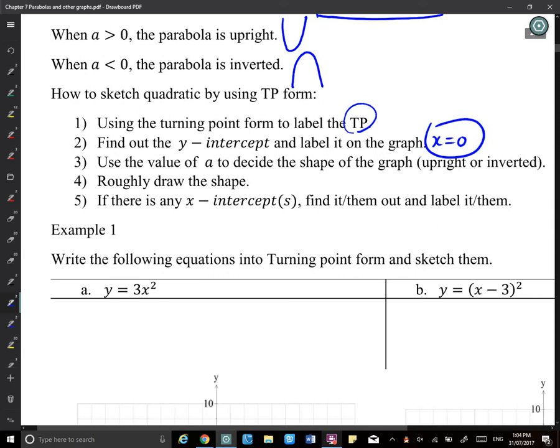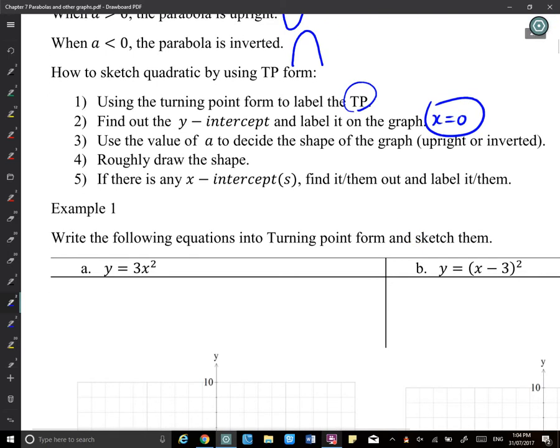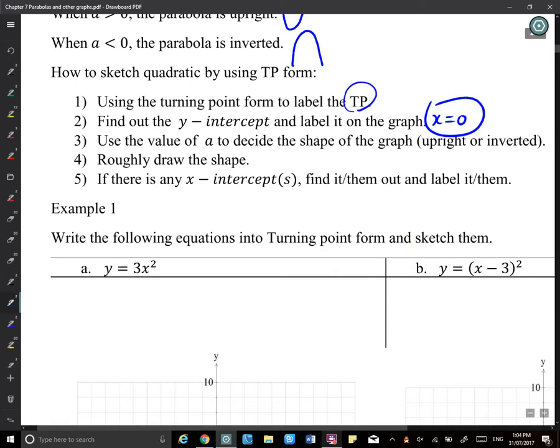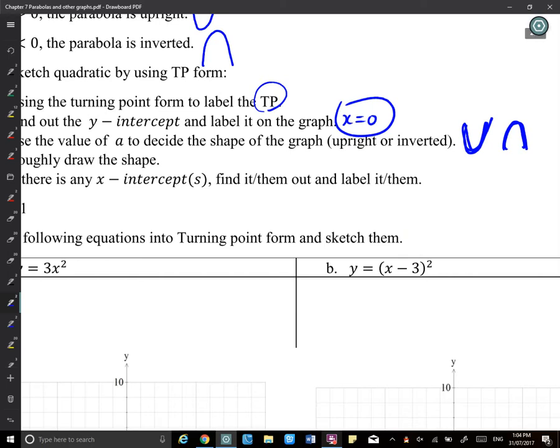Y-intercept. So we find the turning point by using the turning point form. I can directly read it from the graph. Second, I will use that to label the y-intercept as well. I can find where my y-intercept is, and use the value of A to decide the shape of the graph. The shape of the graph is either upside down or inverted, or upright. Two ways, like smile, sad. So choose one from those two.